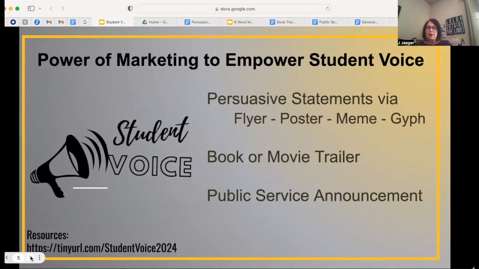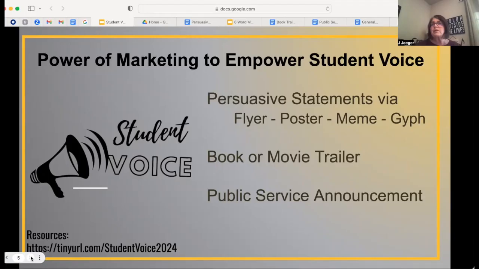So let's get back to marketing. The power of marketing to empower student voice. Once again, when I work with students in any one of these 3 activities, we always come back to how they are persuaded. What do people do to convince them to either go to a movie, read the book, or think in the way that the intended audience is asked to think?